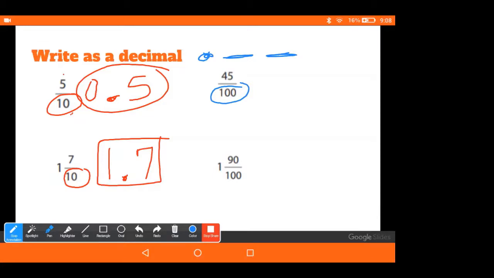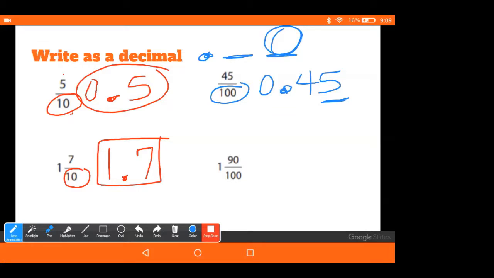So since this is 100th, I want that second decimal place to be where I end. And so I'm going to put a point. You can put a 0 in front of it if you want. You don't have to. And I would do 45. Okay, so that 5 is in the hundredths place. So you got 45 hundredths.